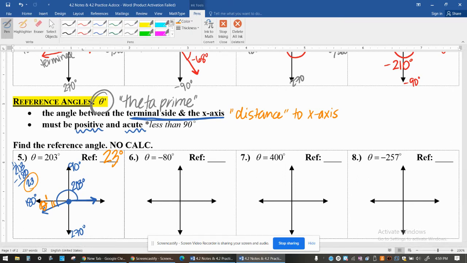All right, the next one is a negative angle. So remember, negative angles go down and around. So my initial side would be here, and then it's going to be pretty close to the 90, but not quite.